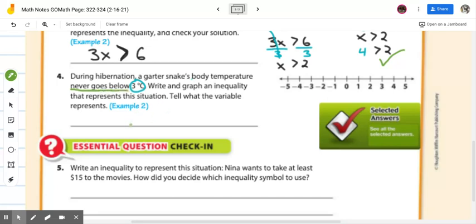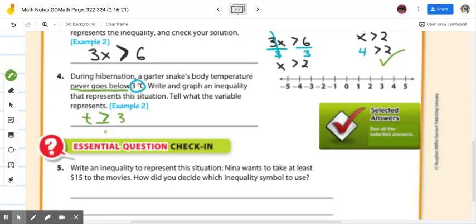Okay, so if it never goes below 3 degrees Celsius, that means it never gets to 3 degrees Celsius, right? It never goes below 3 degrees Celsius. It never gets to 3 degrees Celsius either. So we can write T is greater than or equal to 3. Snakes, of course, are cold-blooded, right? So if they went below a certain temperature, they probably wouldn't survive. So the temperature for these snakes needs to stay greater than or equal to 3 degrees.